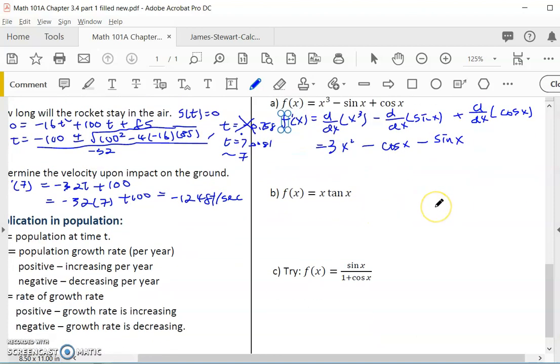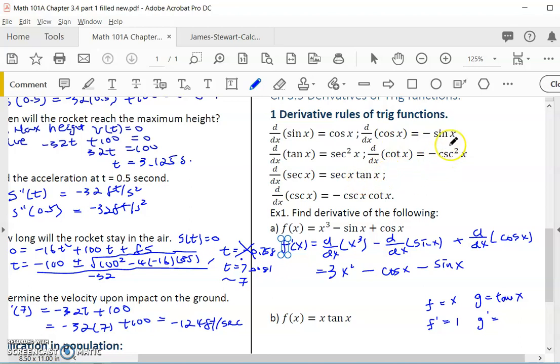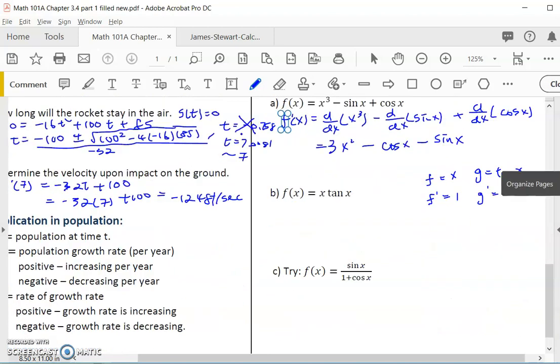The second one, derivative of x tangent x. Did you recognize that this is a product? The first is x, the second is tangent x. So I'll use the f and g things. f is equal to x. g is equal to tangent x. f prime is equal to 1. g prime, do you remember what tangent x derivative is? Tangent x is secant square x. So tangent and secant are very related in derivative. So secant square x. Now we're ready to do the f prime.